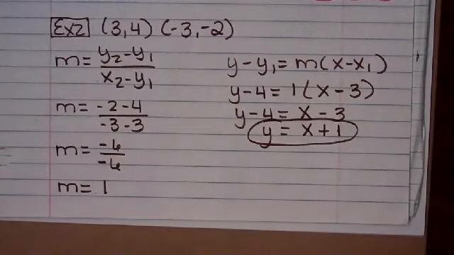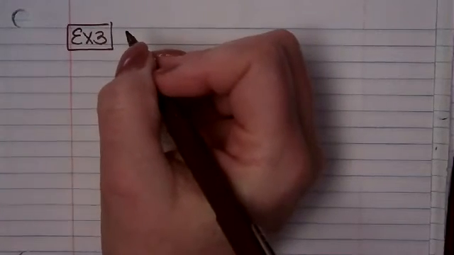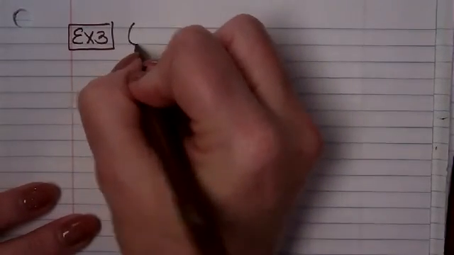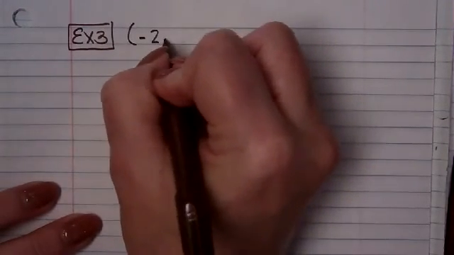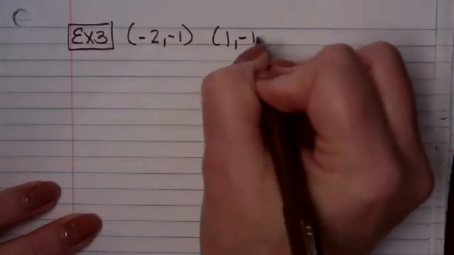Now, pause it. Go ahead and get this copied down, and we'll do number 3 together. Okay. All right, so I'm going to have to flip my paper over so I can get that real quick. Now, example 3 is actually going to turn out to be a horizontal line. So I've got -2, -1, and 1, -1.